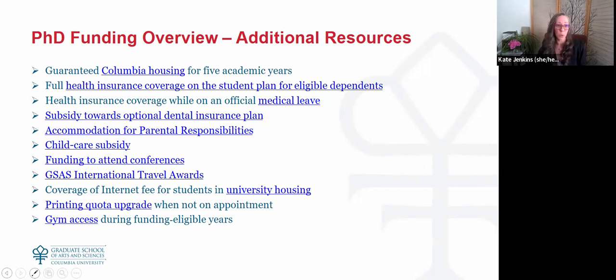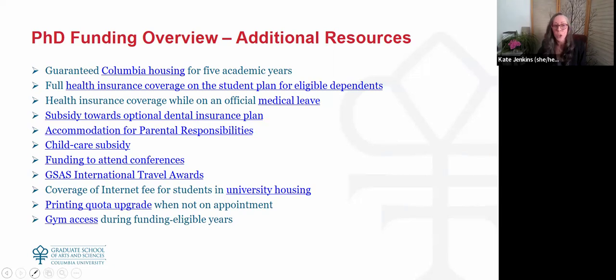For those of you who have children, there is also a child care subsidy as well as an accommodation if you are expecting a child and take parental leave. So note that there are other opportunities and resources available to you that we want you to know about in advance. For many of them, you need to actively opt in or take some action. For some things, you won't need to do that. They're just part of your plan.